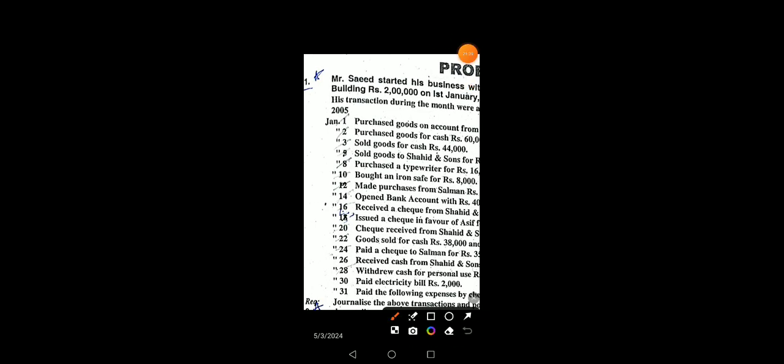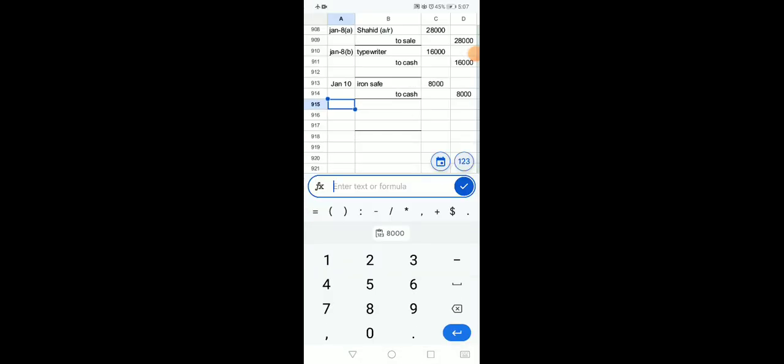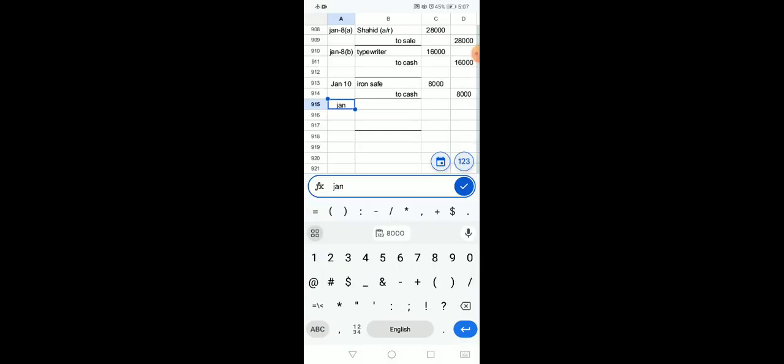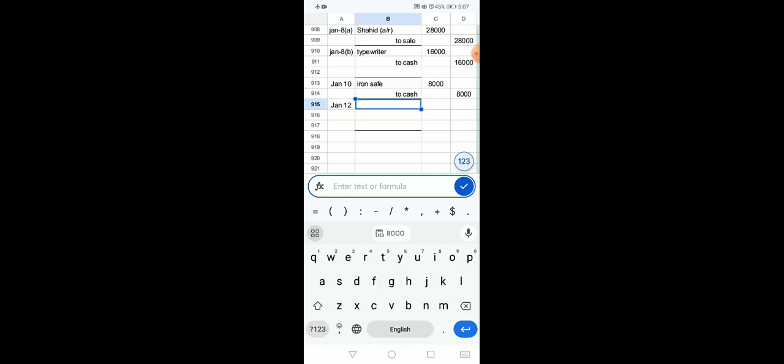Now let's see what the next entry is. It is January 12th. After the 10th entry, put the date first. January 12th, write down here, and now see what January 12 is saying. Made purchases from Salman. Now again the same procedure has arrived. Made purchases from Salman. The name is mentioned, cash is not mentioned. It means we will indirectly understand it as a credit transaction.